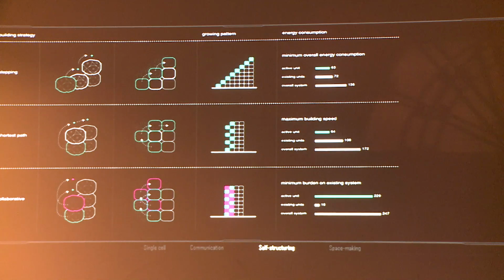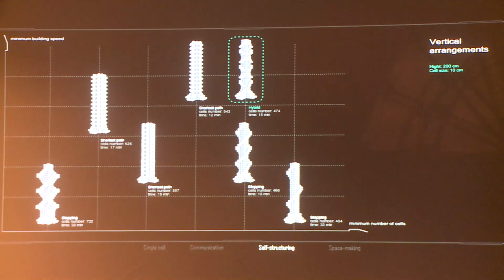So all in all, the first strategy is the best overall of the 3 because of its overall energy consumption, which is the lowest one. But however, the 2 other scenarios are good if time is essential, or in the last case, if the existing system does not have any energy to spend, so it can only depend on the new cells. We aim to achieve the same goal, but using the 3 previous strategies.